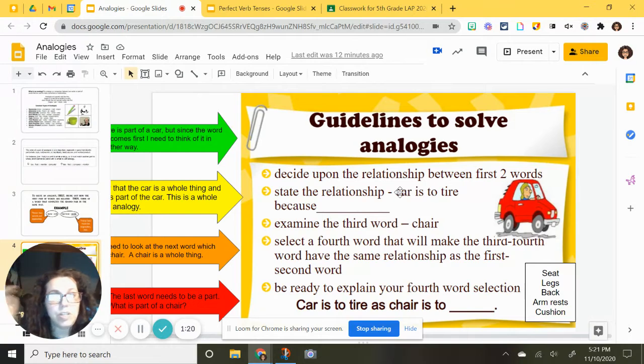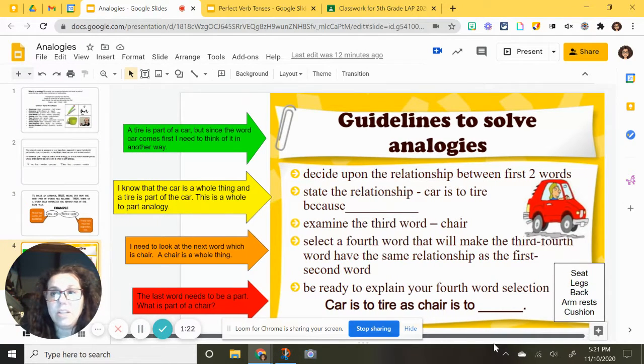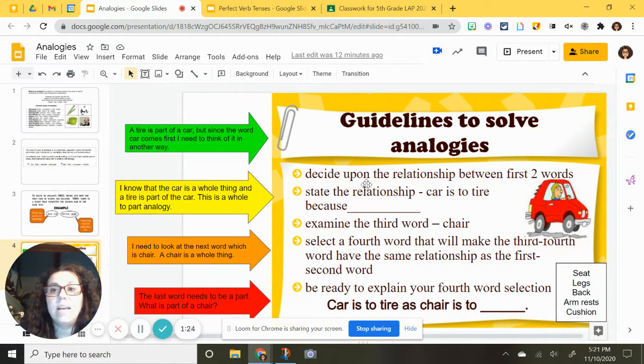So the first thing you need to do when you get an analogy is decide on the relationship between the first two words. So here, I'm on my green arrow right now. It says state the relationship. Car is to tire. Okay. So in my head, I'm thinking a tire is part of a car. But since the word car comes first, I need to think of it another way.